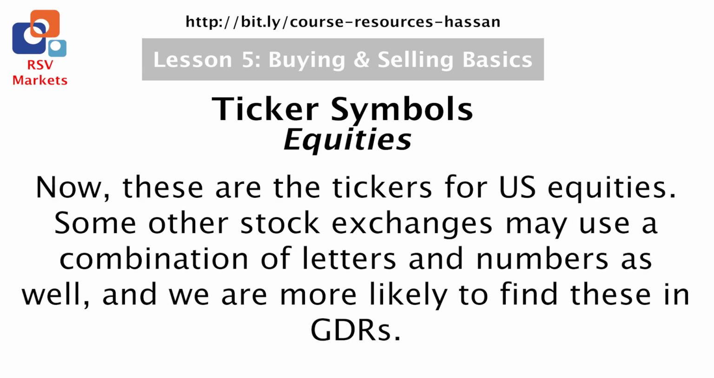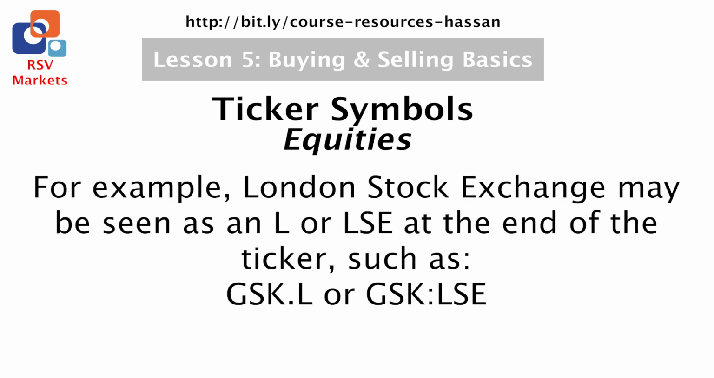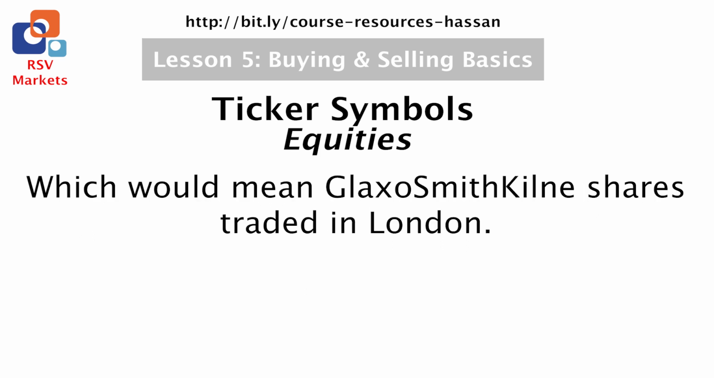Now, these are tickers for US equities. Some other exchanges may use a combination of letters and numbers as well, and we are more likely to find these in GDRs. The ticker of the exchange may also be included in there, especially if the broker we are using or the website we're on include equities from different exchanges. For example, London Stock Exchange may be seen as an L or LSE at the end of the ticker, such as GSK.L or GSK:LSE, which would mean GlaxoSmithKline shares traded in London.